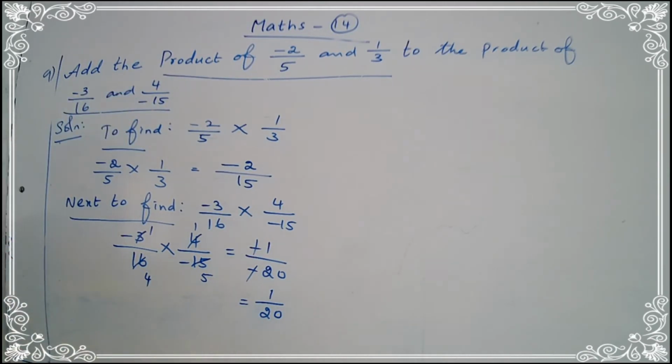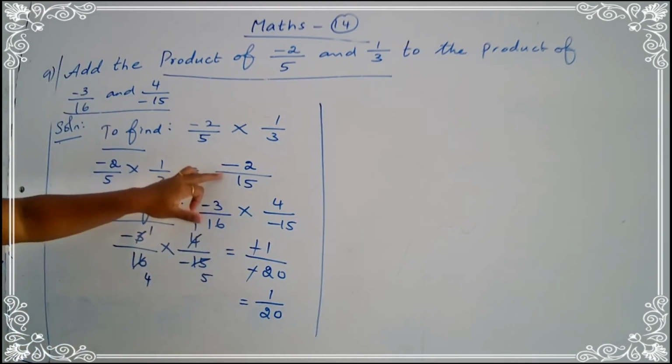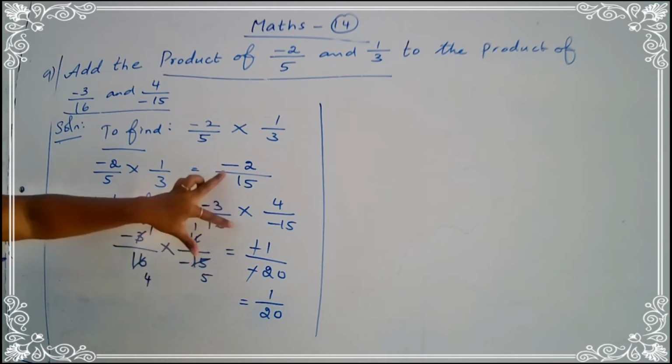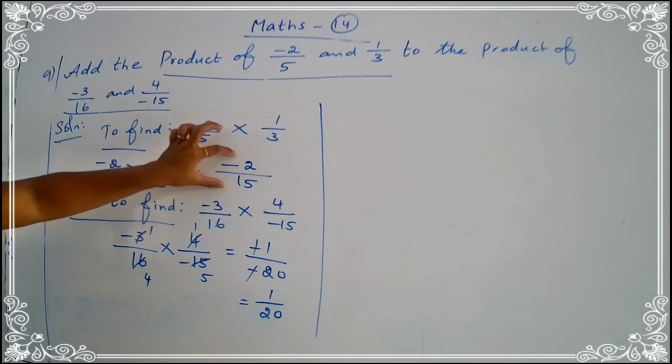Okay. But your question is to add the product of minus 2 upon 5 and 1 upon 3 and the product of minus 3 upon 16 and 4 upon minus 15. So next to find the addition, we want to find the value of these two. We have to add these two values. Yes, minus 2 upon 15 plus 1 upon 20.